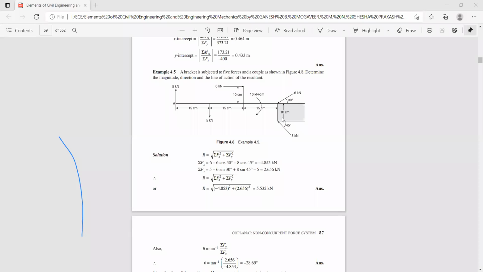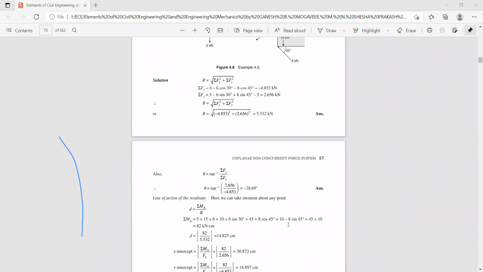Next, the vertical component of this force, 8 sin 45, creates an anti-clockwise moment with respect to this point, and the distance is 0.45 meter. So sigma MA is equal to 5 into 15 centimeter, 6 into 10 centimeter, plus 10, plus 6 sin 30 into 45 centimeter, plus 8 cos 45 into 10 centimeter, minus 8 sin 45 into 45 centimeter.